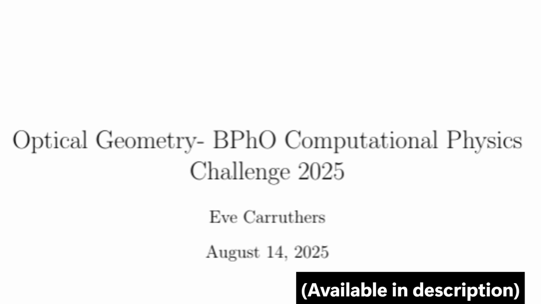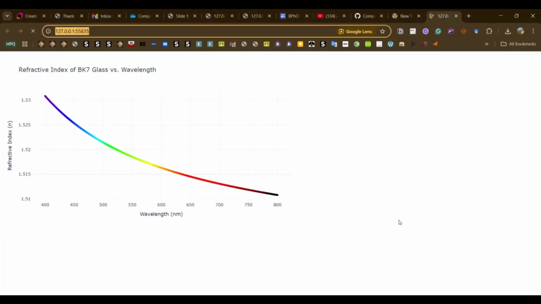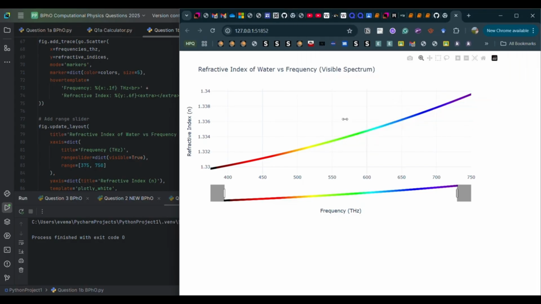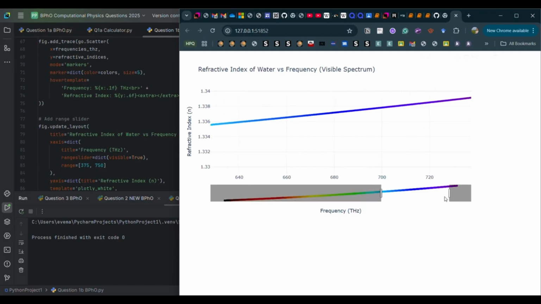Welcome to my 2025 Geometric Optics Computational Physics Challenge video. I plot the refractive index of water and BK7 glass against visible light wavelengths using the Sellmeier equation and the empirical formula provided. And then I map it to the RGB values using the visible color light function on Plotly.